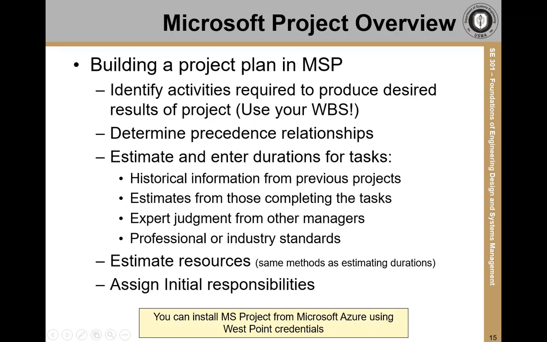So how do we use it to communicate a project plan? First, we need to identify the activities and tasks involved to produce the deliverables in the project. That sounds a lot like the work breakdown structure that we discussed yesterday. So the WBS is a great starting place. We'll also need to determine how the tasks are related to each other in time. Which tasks must be completed in order for another task to begin? These are called precedence relationships.